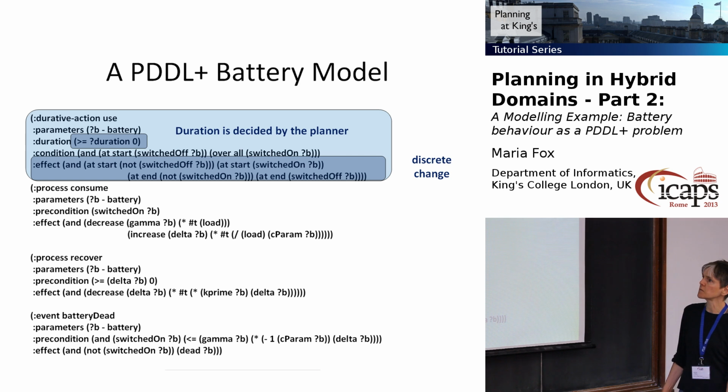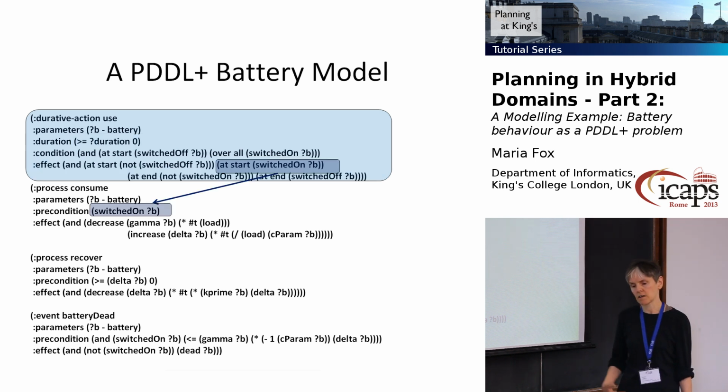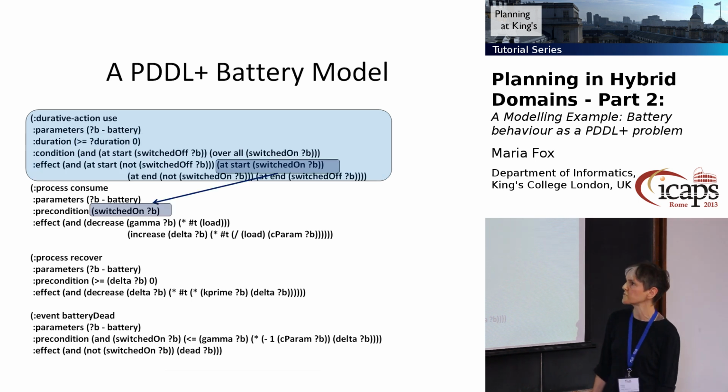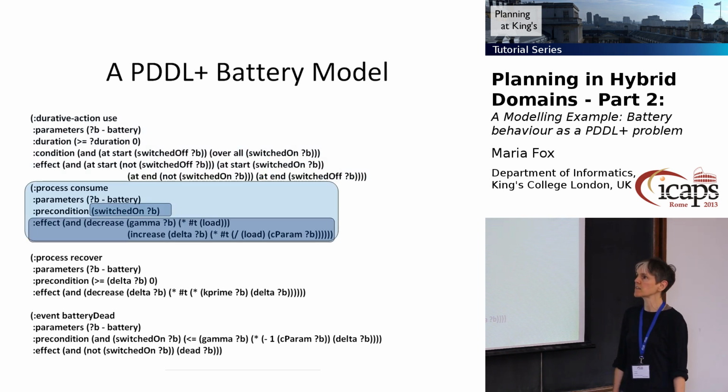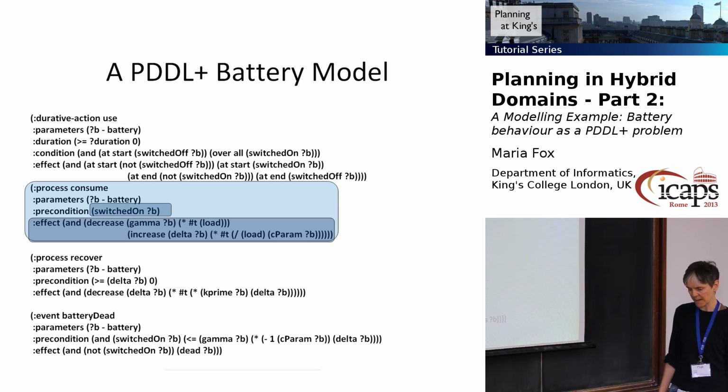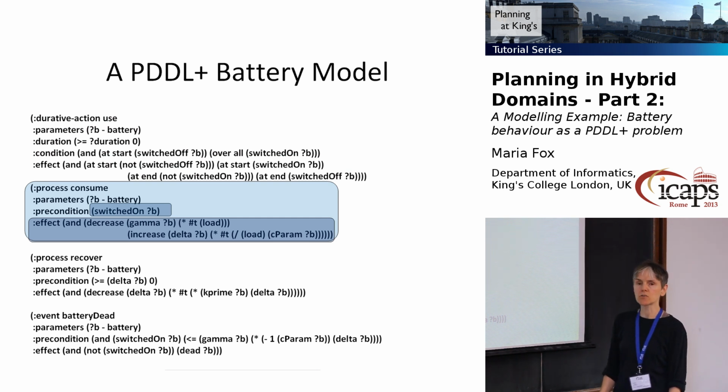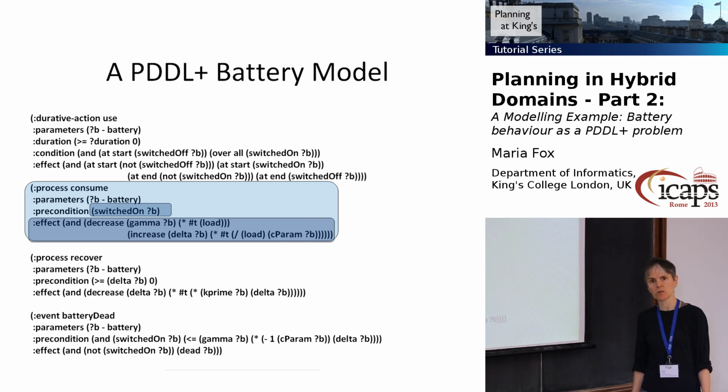And when the battery comes on, that triggers the consumption of charge from the battery. And the effect of the process of consuming the charge is to decrease the charge in the available well according to the load, and also to increase the difference in heights of the two wells according to the differential equations that we've just been looking at.